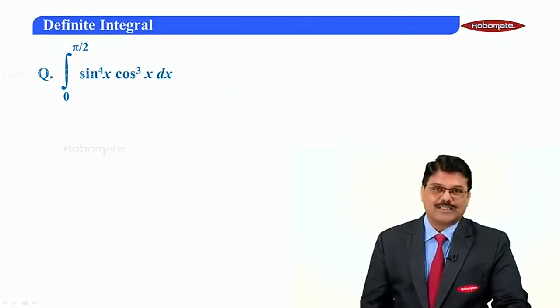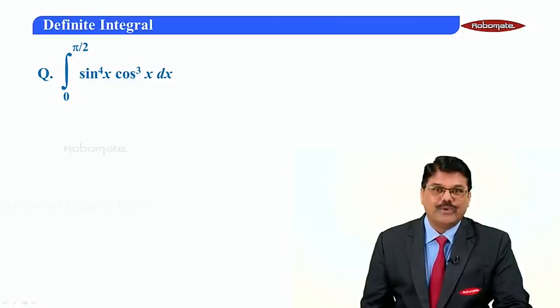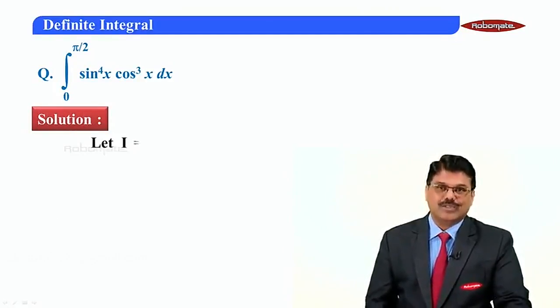This is your first question. Integration goes from 0 to pi by 2 sin x raised to 4 into cos x raised to 3 with respect to x. Let's see the solution.